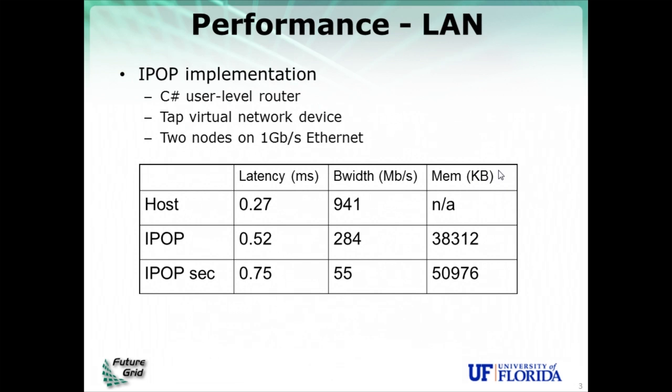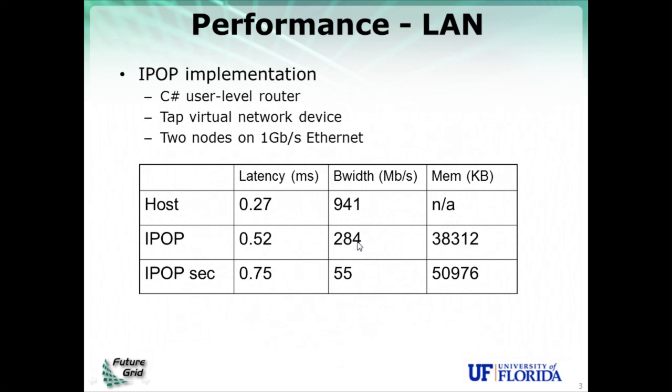To give you an idea of the overheads of user-level to kernel crossing and user-level packet processing, this is an experiment that shows the performance of IPOP in its current implementation in C# as a user-level router using a TAP virtual network device. Here we have two nodes connected by a gigabit per second Ethernet local area network. In the first row you see the performance without the virtual network, the native performance, with latency for round-trip messages and bandwidth for iperf high-throughput transfers. In the next line you see IPOP, where there's an additional overhead in round-trip message latency of the order of a few tenths of a millisecond.